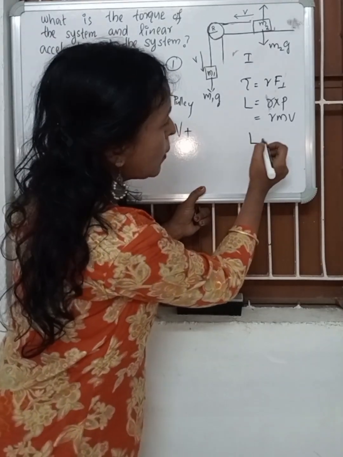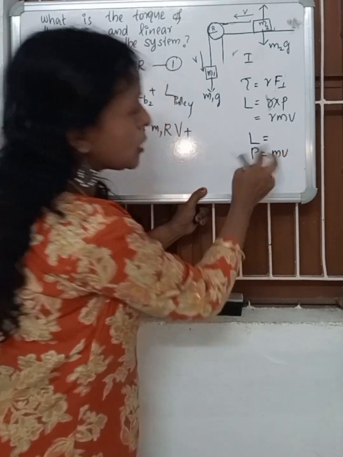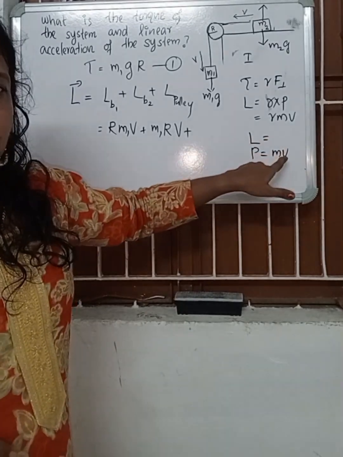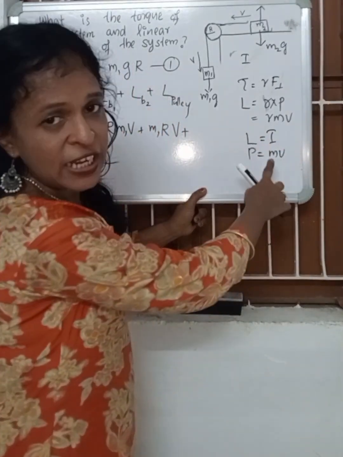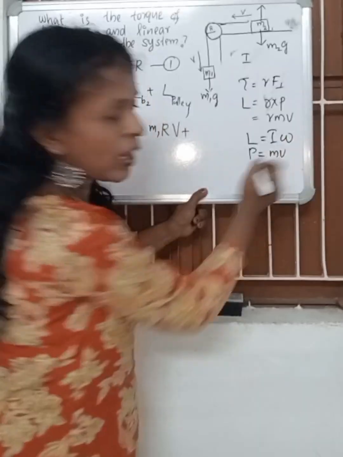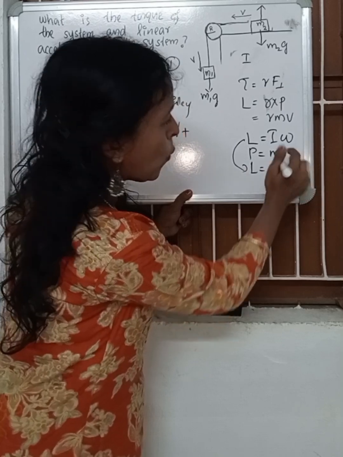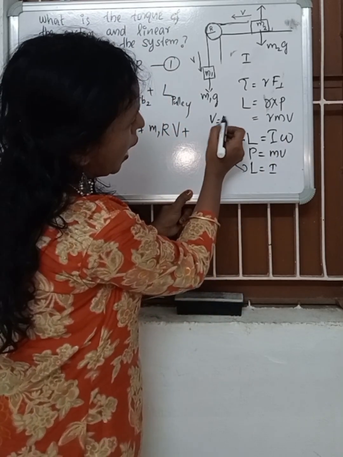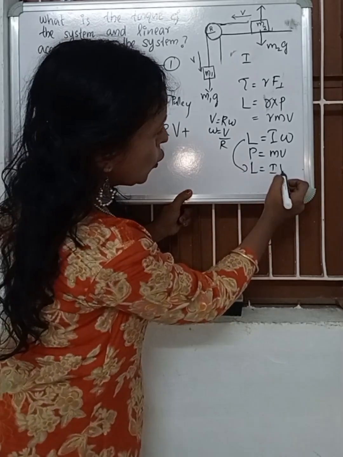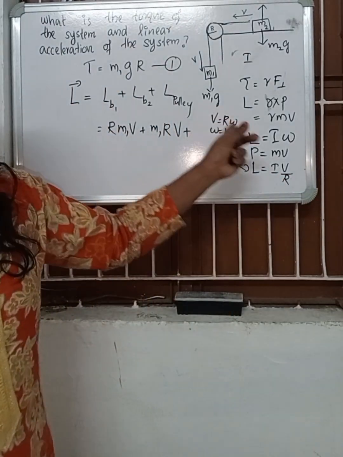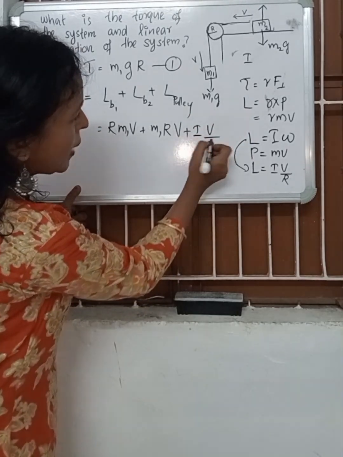We know that angular momentum has another equation. According to linear momentum, it is mass into velocity, so the same expression we can write: the analog of mass is the moment of inertia, and the analog of velocity is angular velocity. So L is equal to I into omega. V is equal to R omega, so omega is equal to V by R. So we can write I into V by R as the angular momentum of the pulley.